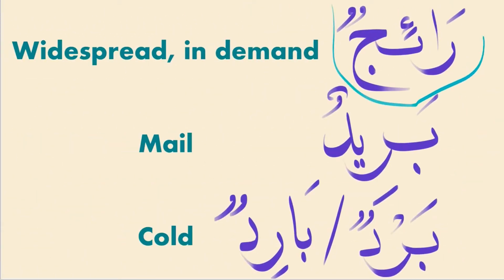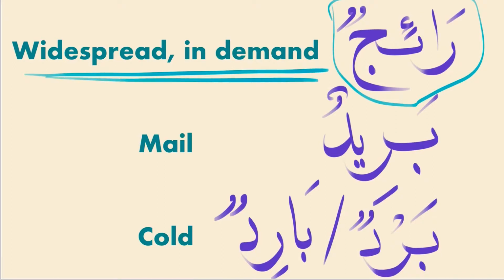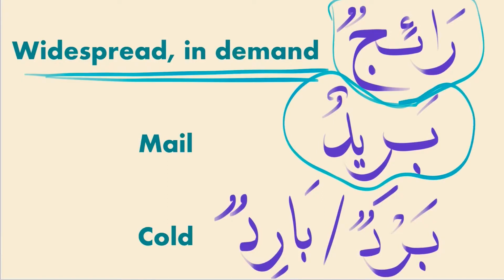Next list. How do you read this word? Ra'ijun, meaning widespread in demand. What about this word? Pause the video, challenge yourself. Baridun, meaning male. Similarly, you could write it with a tanween fatha or tanween kasra, baridan, and you add the silent long vowel alif at the end, or baridin.